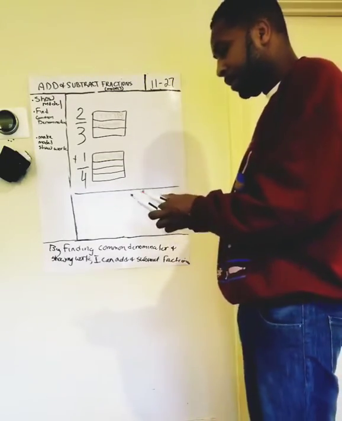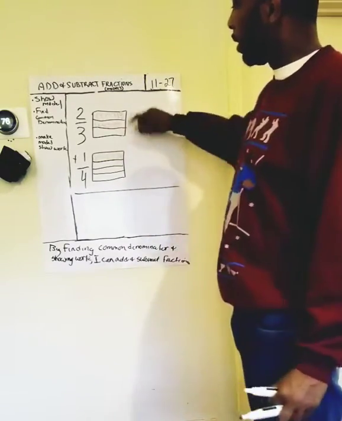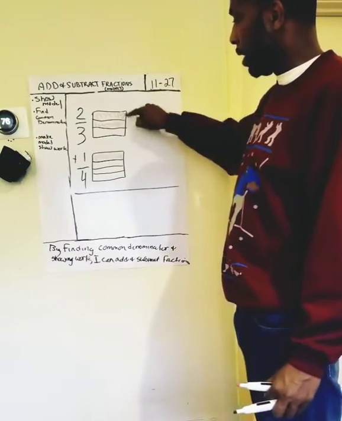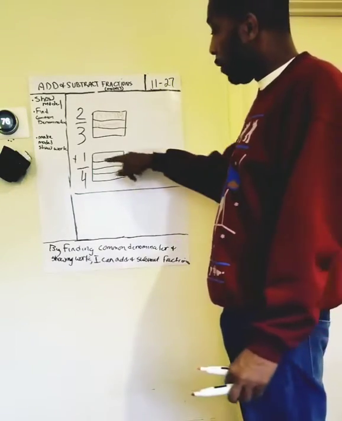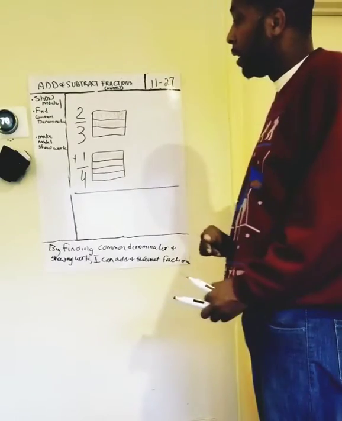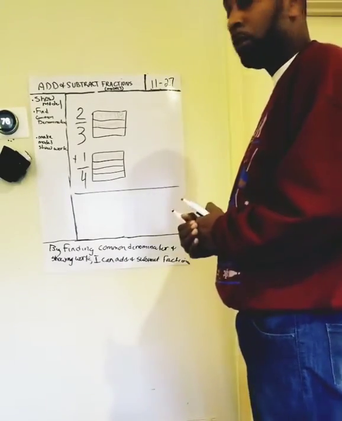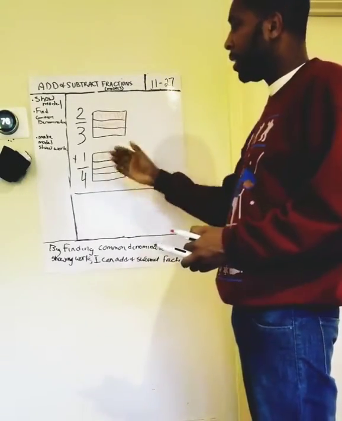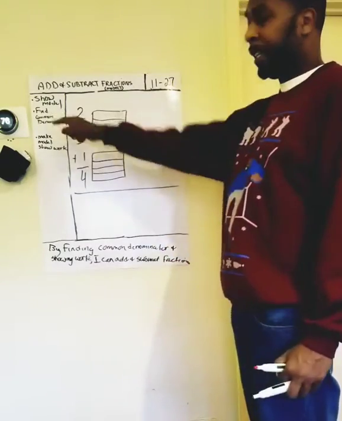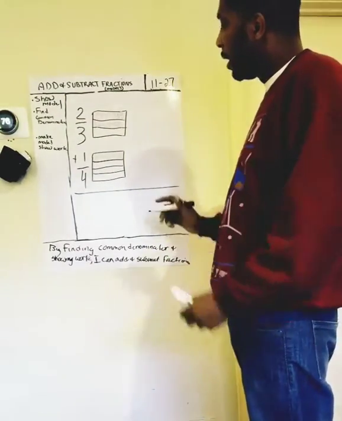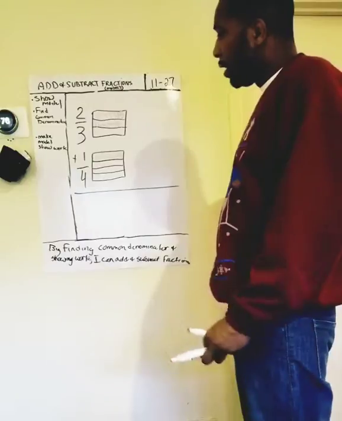All right. So basically, I got 2/3 because 2 of the 3 blocks are shaded in, right? And I got 1 of the 4 blocks are shaded in. Okay. What's the next step we have to do in order to add these? Find the common denominator. Okay. Common denominator in this one is going to be.